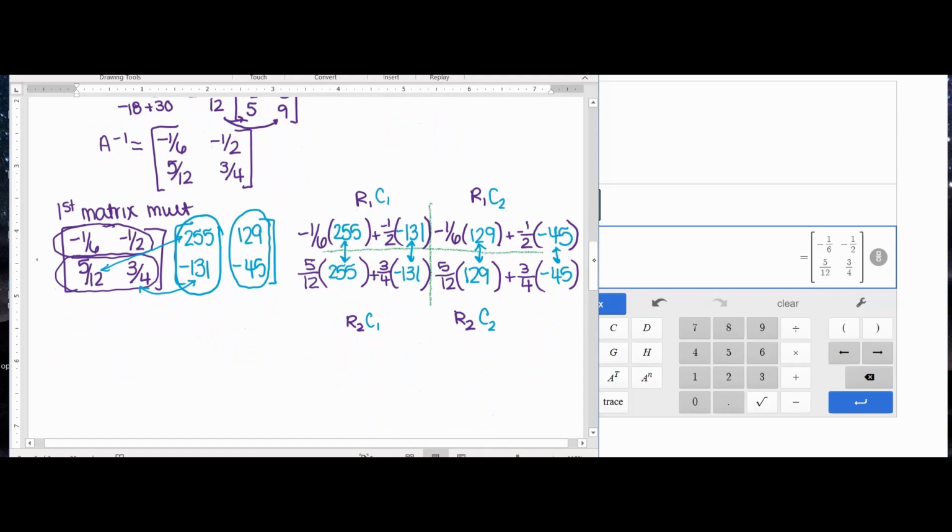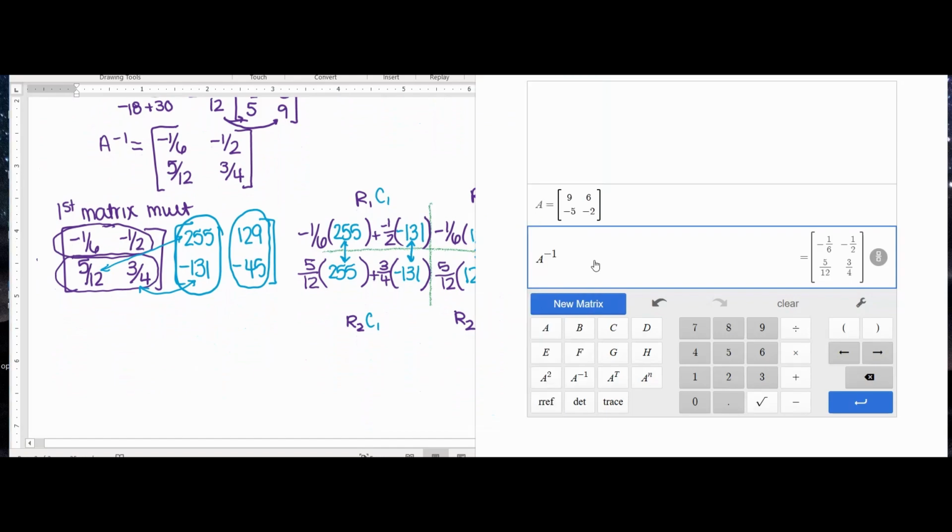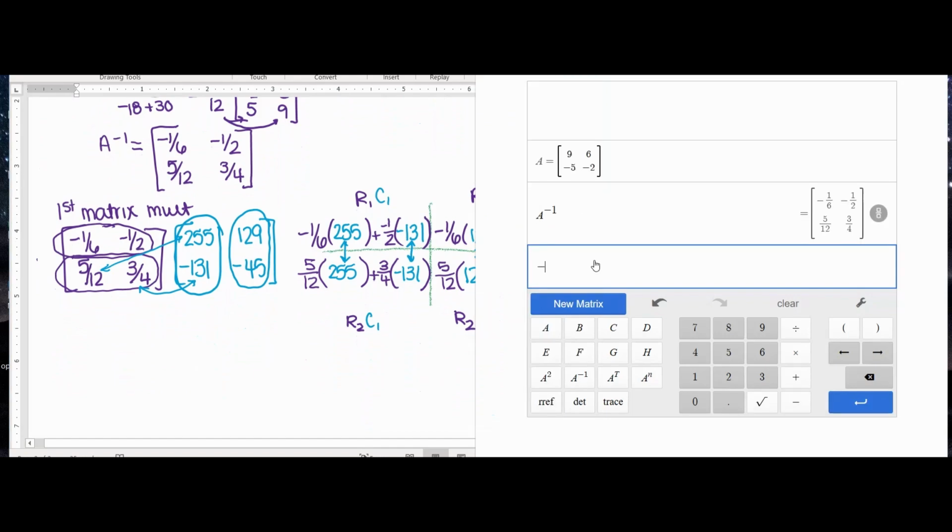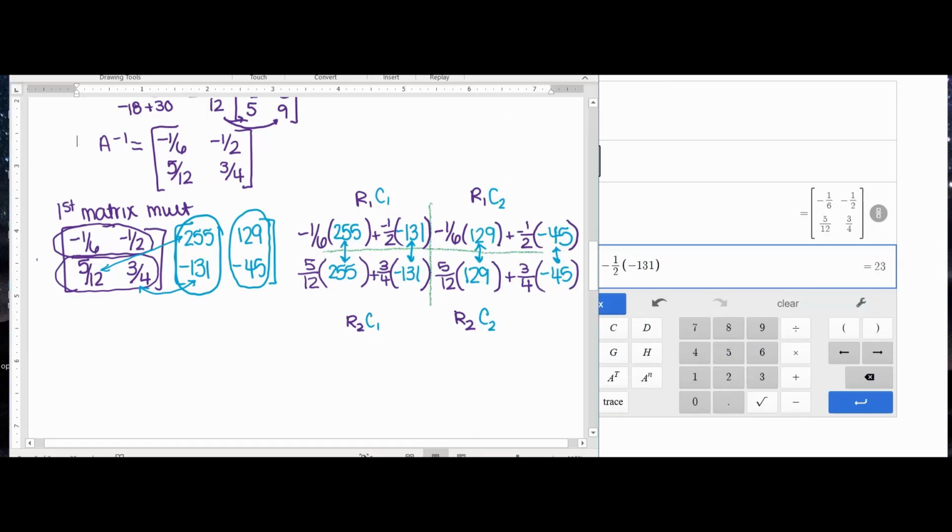Let's figure out what these are. So we're going to go to our calculator. I have negative 1/6 times 255 plus negative 1/2 times negative 131. And keep in mind that since we are decoding, all of our answers should be between 0 and 26. So our first answer that we find is 23.